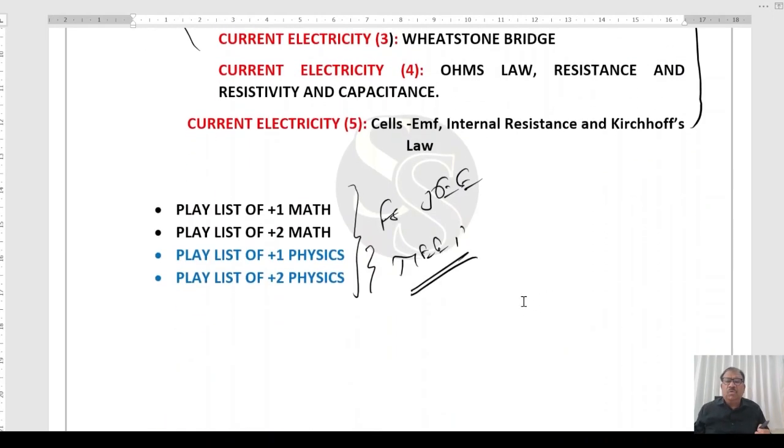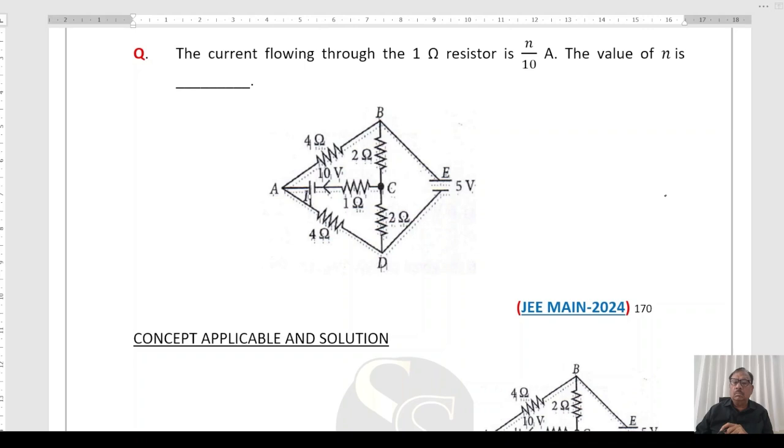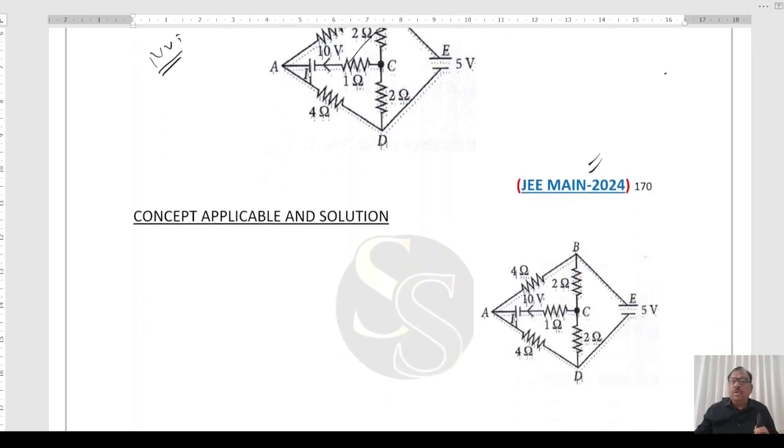Now let's start with the question. The current flowing through one of the resistors is N by 10 ampere. The value of N we have to fill in the blanks. These are numerical value type questions, right? The question is taken from JEE Main 2024. This is one of the resistances, the current flowing through it is N by 10 ampere. We have to fill in the value of N, right?